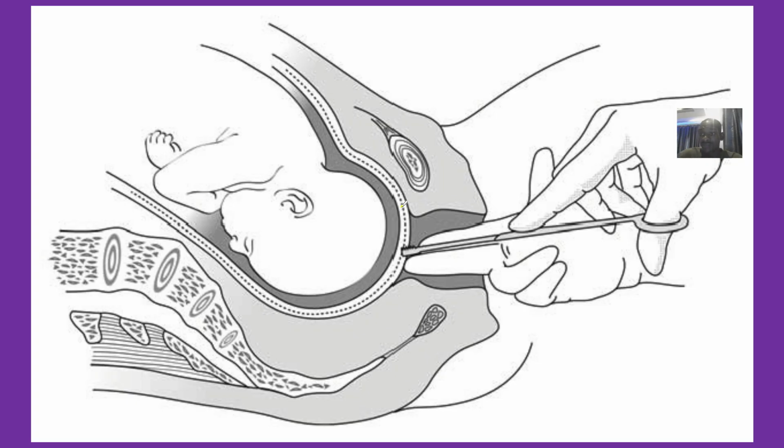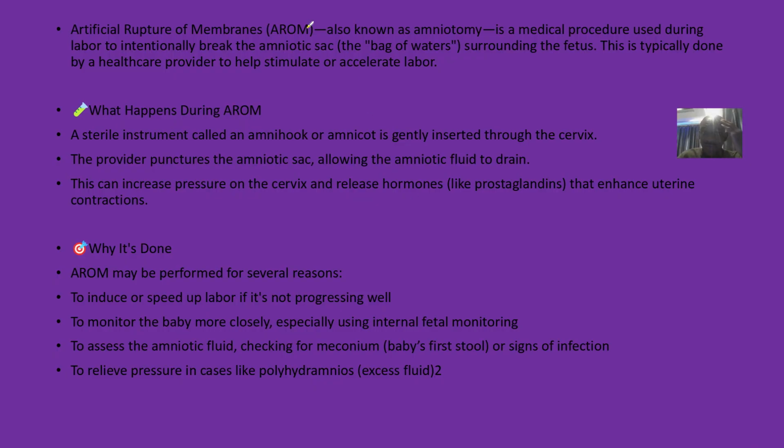You are using one or two methods to rupture it, of course. So you are using some instrument that has a pointed tip to rupture it. Okay, so they can call them amnihook, they can call them amniocut, they have different names. So artificial rupture of membranes is also known as amniotomy. It's a medical procedure used during labor to intentionally break the amniotic sac, that's the bag surrounding the fetus. It's typically done by a healthcare provider to help stimulate or accelerate labor that has already started.